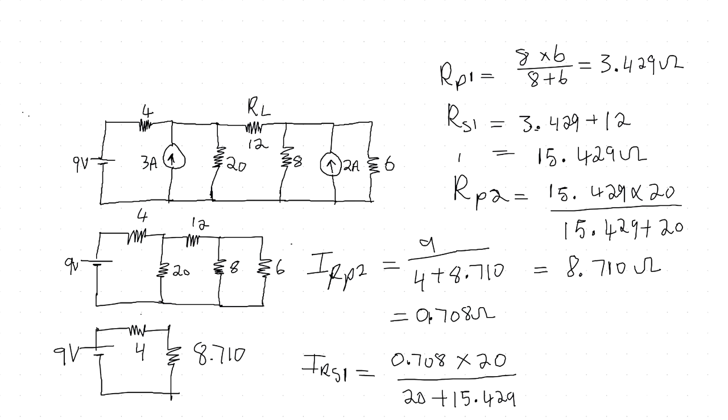So I'm getting 0.708 times 20 divided by 20 plus 15.429, which is equal to 0.4. Normally 0.4 since I'm rounding to 3 decimal places. So it's going to be 0.4 amperes, or you can write 0.399. But if you're rounding to three decimal places, it's going to give you 0.4.